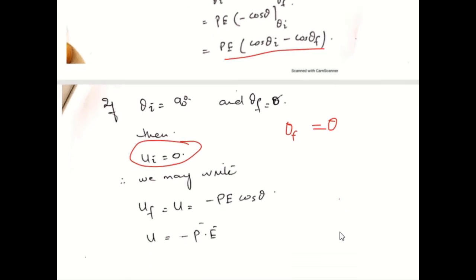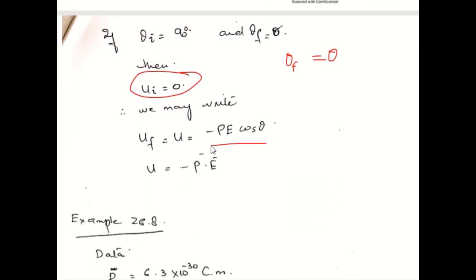So from here I can see that my potential energy is equal to minus P dot E. We know that when we have a dot product, this dot product will always give me a scalar quantity, and I also know that my potential energy is a scalar quantity, and this proves here that the dot product between these two vectors again will give me a scalar quantity in the form of the potential energy stored in the dipole moment, which is present in an external electric field.